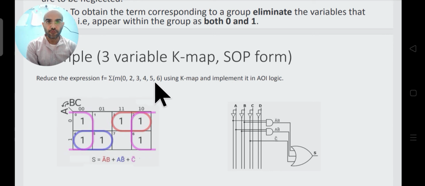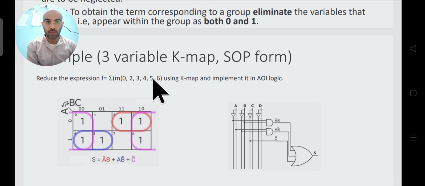If this had been 9, then 2 to the power 3 is 8, so we would have to use the K-map of 4 variables. If nothing is specified about how many variables are in the question, you check the highest term coming, and 2 to the power n should be greater than that. Depending on this, you choose n, the number of variables. So here the number of variables should be 3.